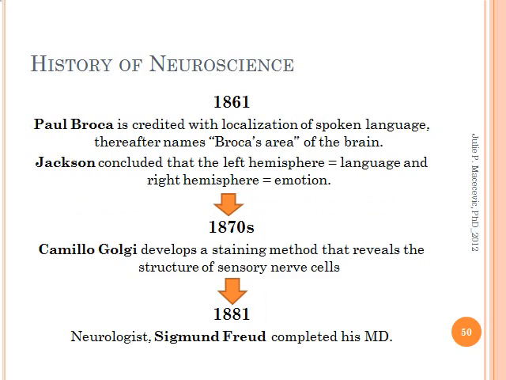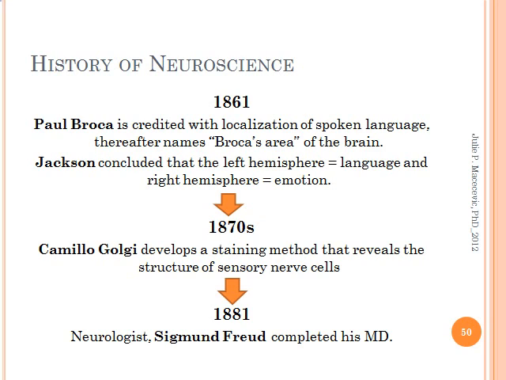In 1861, Broca is credited with identifying the specific location of speech in the brain, thereafter named Broca's area, while John H. Jackson concluded that the left hemisphere is responsible for language functions, while the right is responsible for emotion. Jackson, a neurologist, did lots of work with brain lesions and paralysis.